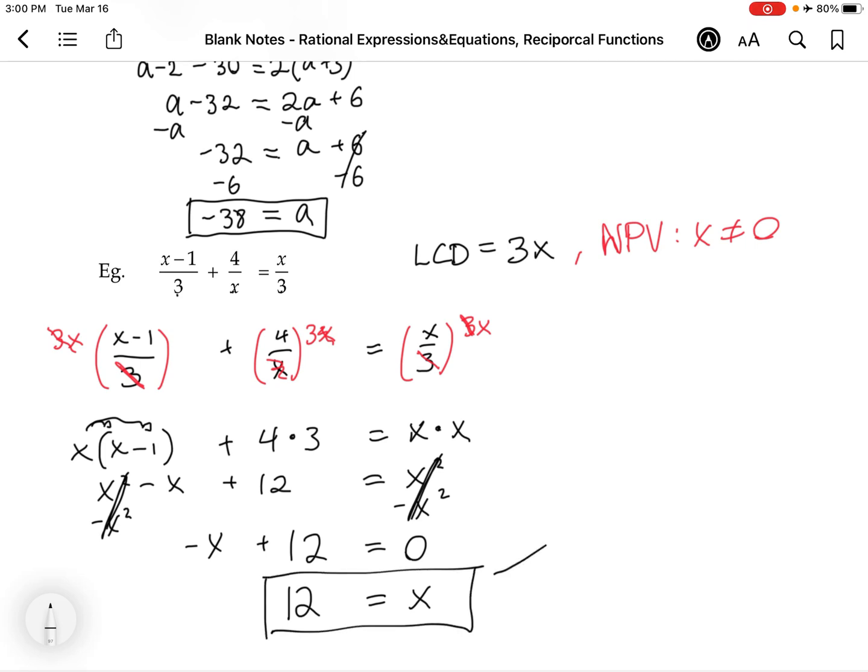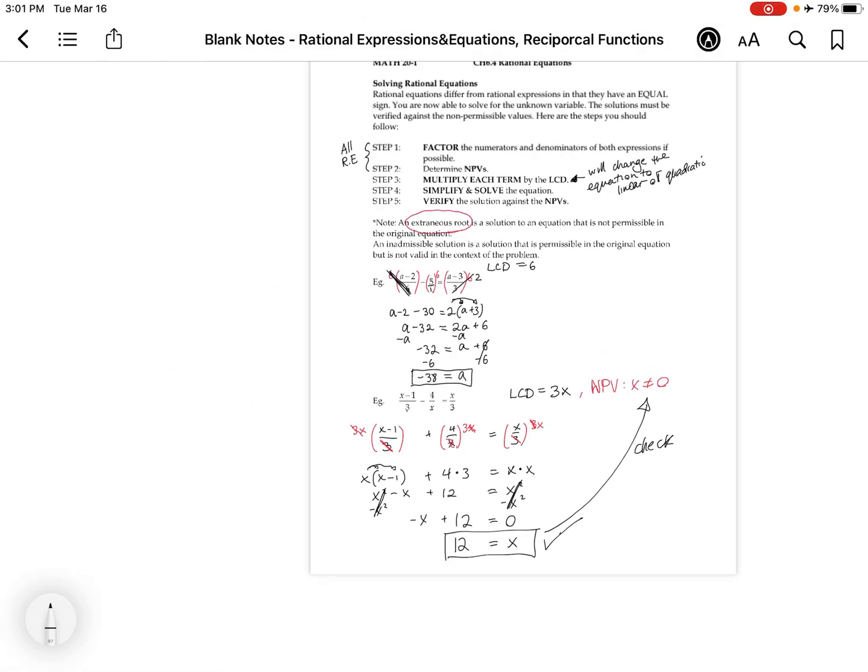Okay, now what I need to do is check this. Check to make sure that your answer is not a non-permissible value. Okay, the answer is not 0, so this is okay. This is the answer. Okay, all right, let's do a couple more.